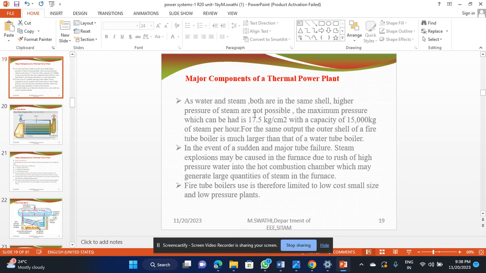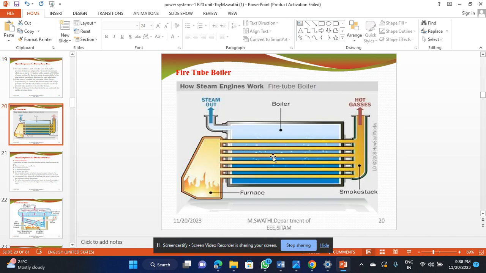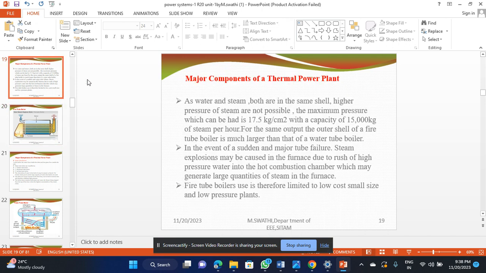High pressure steam is not possible in these fire tube boilers, because both the steam and water are present in the same shell, so higher pressure cannot be met. The maximum pressure which can be had is 17.5 kg per centimeter square, with a capacity of 15,000 kg of steam per hour.